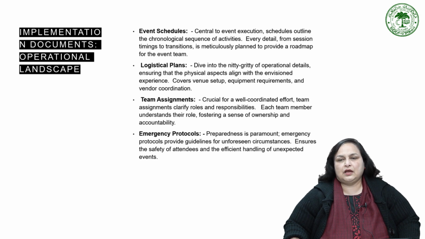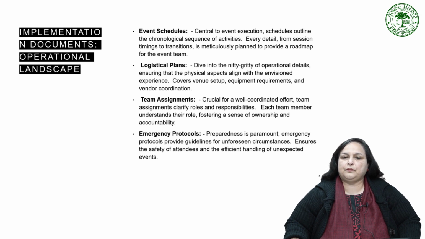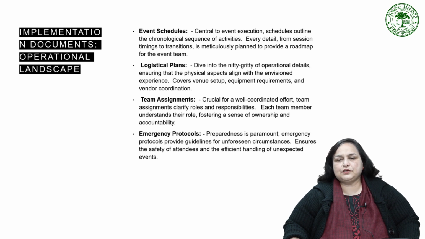Event run sheet. At the heart of the operational landscape is the event run sheet, a dynamic document that outlines the chronological sequence of activities during the event. This document provides a minute-by-minute breakdown of tasks, specifying who is responsible for each and any specific requirements or considerations. The event run sheet serves as a real-time guide, allowing organizers to stay on track and make informed decisions as the event unfolds.